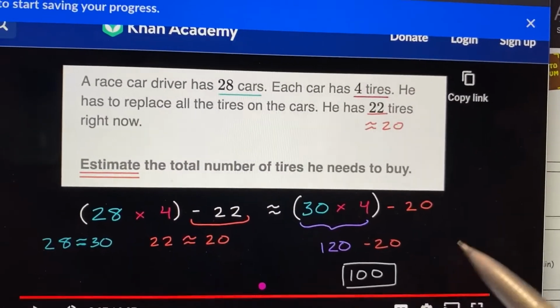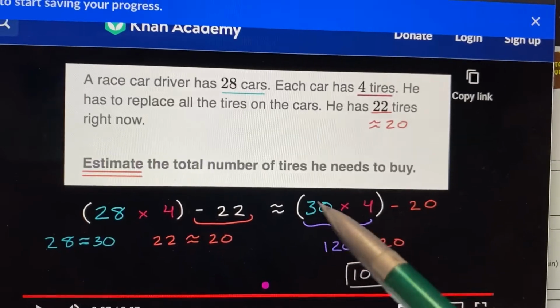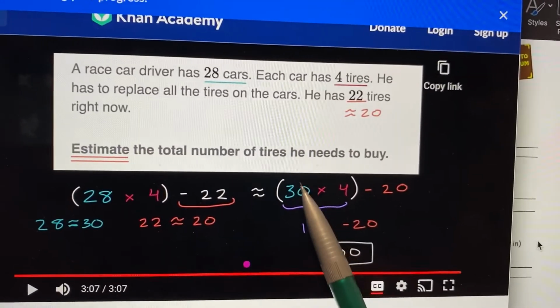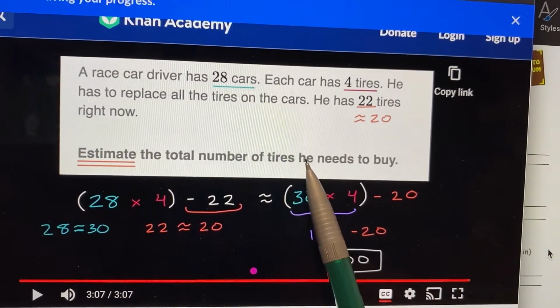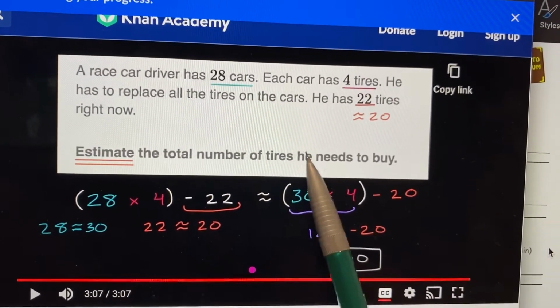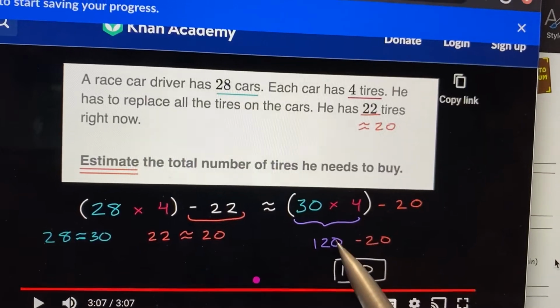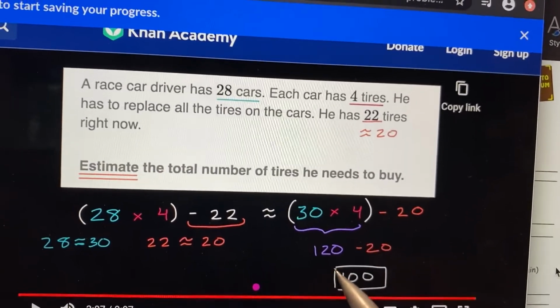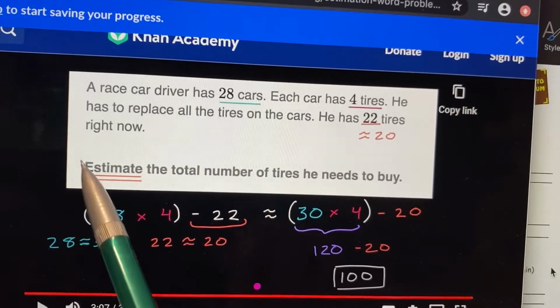Now, looking at this new problem, 30 times 4. If we were to take out the 0, forget the 0. What's 3 times 4? 12. And then we add in a 0, 120. Easy. And then you subtract 120 from 20, which is 100. And that's your answer, the estimate.